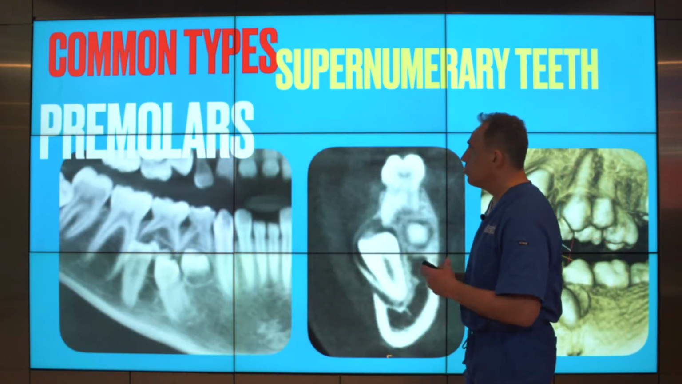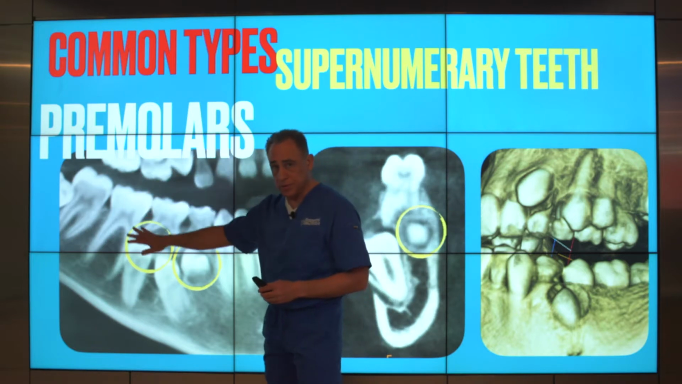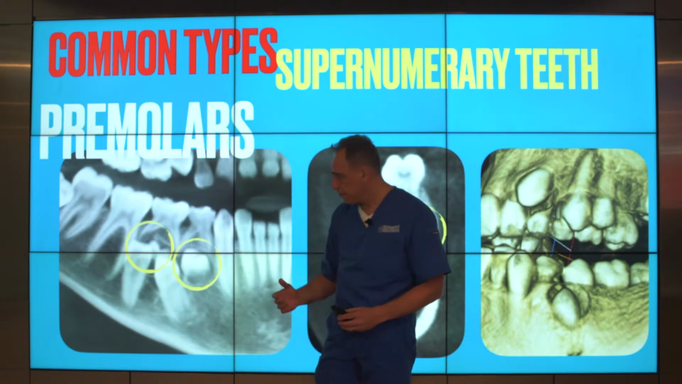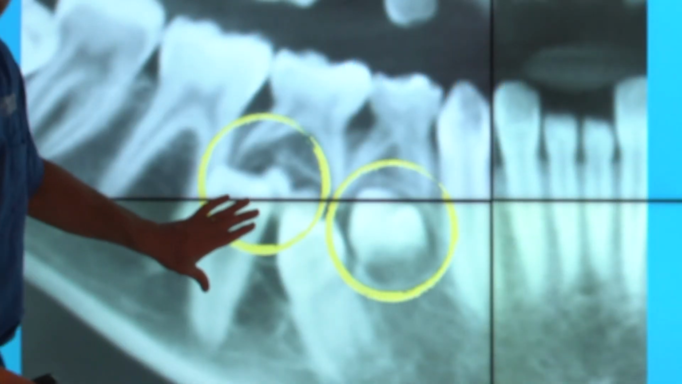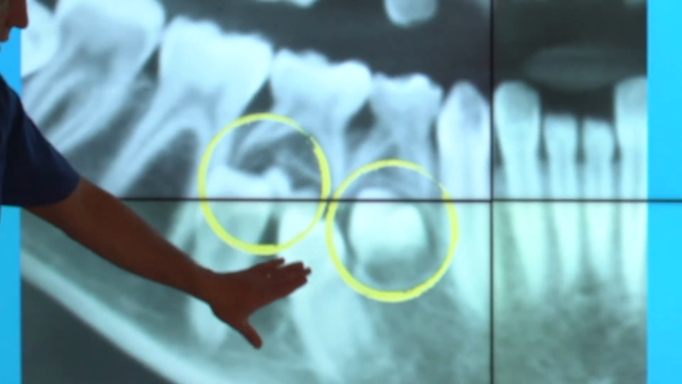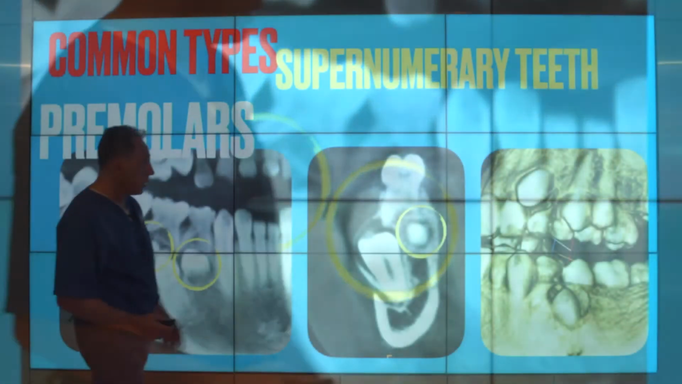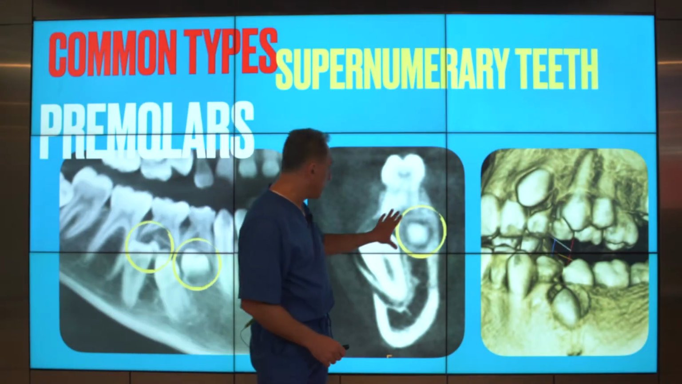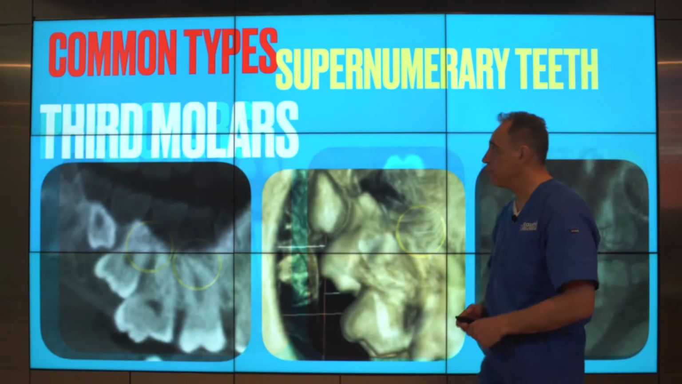The second most common type of supernumerary teeth occurs in the premolar region, whether upper or lower. As we can see in this patient, the permanent premolars are developing here and here, and we have an extra premolar supernumerary tooth developing. We can see this better in the cross section as well as the three-dimensional view.